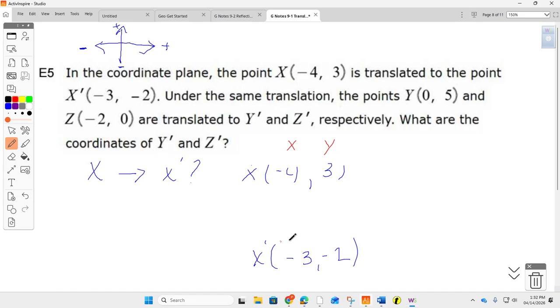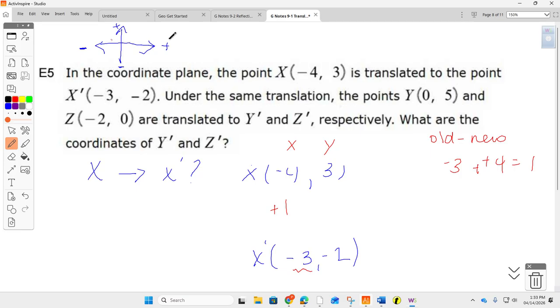You can graph it and count it, or you can use old minus new. Right, so negative 4 plus something will equal negative 3, or negative 4 minus something will equal negative 3. If you're not sure, then just use the math. Negative 3 minus negative 4 equals 1. So if we add positive 1 to negative 4, don't we get negative 3? You can also visualize it on the coordinate plane.